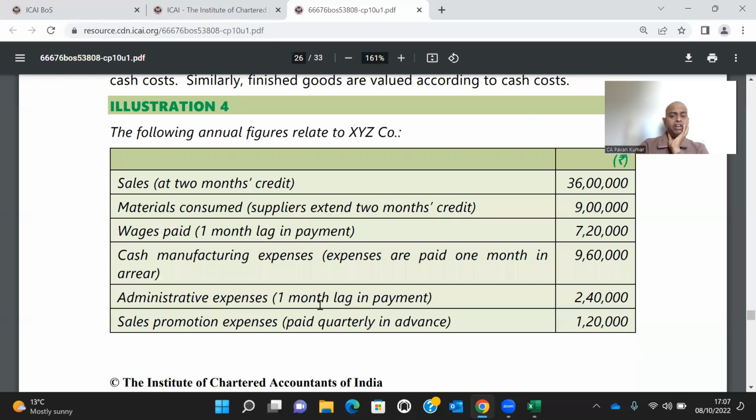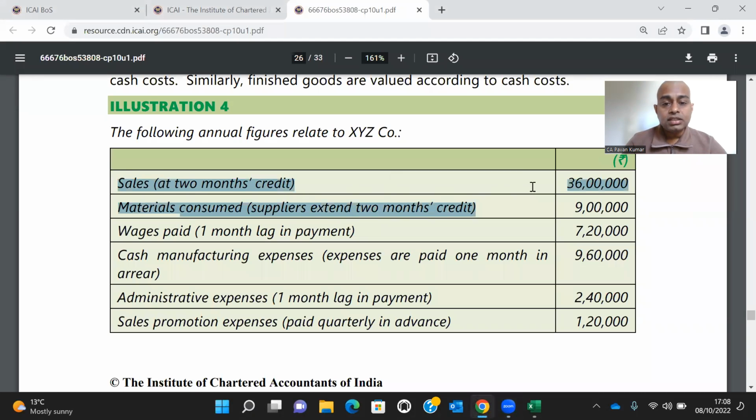Problem number 4. This is also a very important model, repeatedly asked in the exam. Aishwarya, can you read it? The following annual figures relate to XYZ and Co. Sales at 2 months credit, 36 lakhs. Credit period is 2 months.